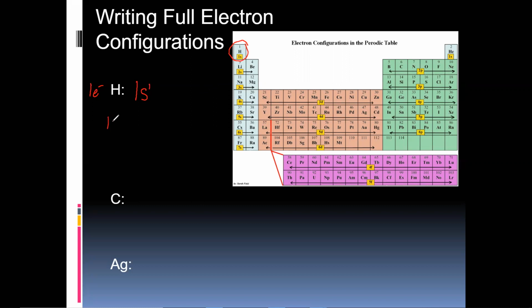If I wanted to do helium, that has 2 electrons. And if I wanted to write the configuration, well, it's still within the 1s, as you see here. So we're still going to write 1s, but now we have 2 electrons, so we're going to write 2.